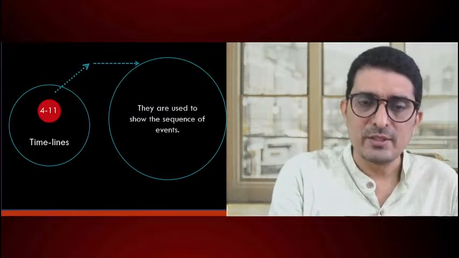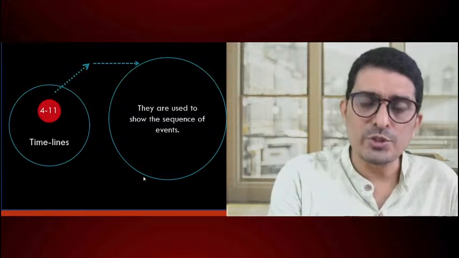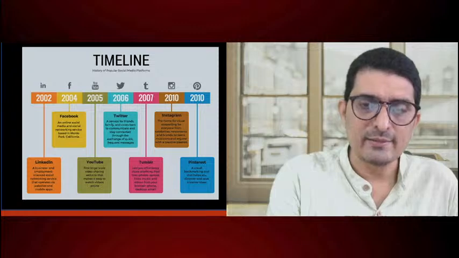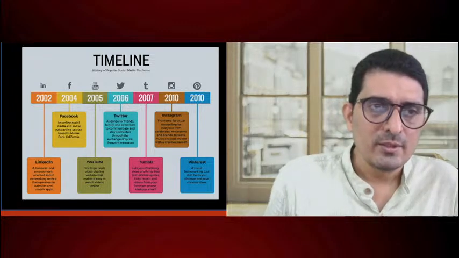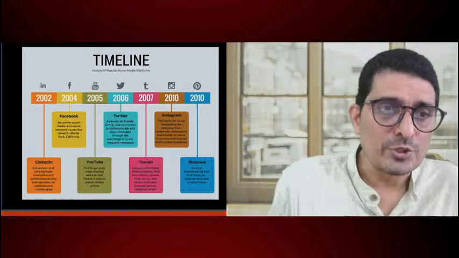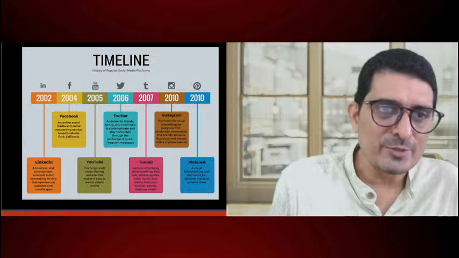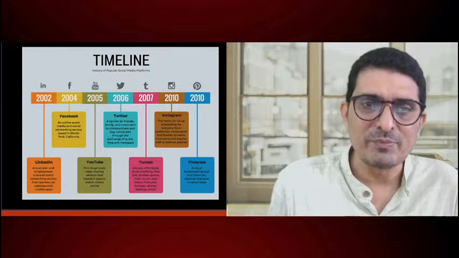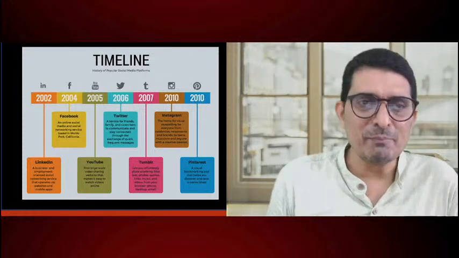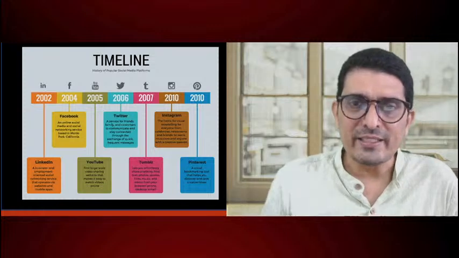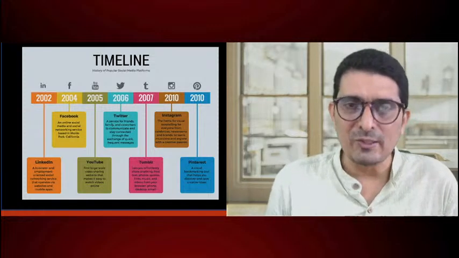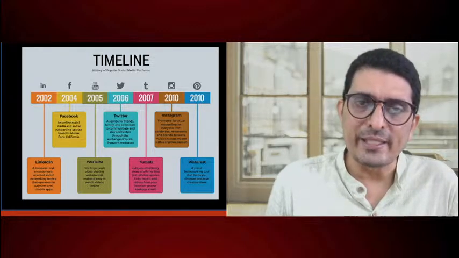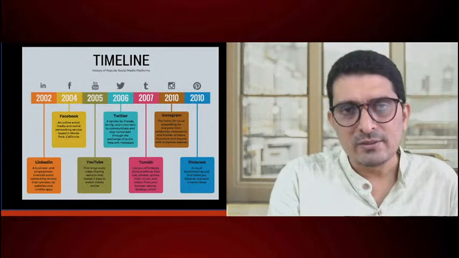Then timelines. These timelines are used to show the sequence of events. This is a timeline. In 2002, LinkedIn came. In 2004, Facebook came. In 2005, YouTube came. In 2006, Twitter came. So if you make them able to read timelines, then they can get information in chronological order. It will also be useful for them in competitive examinations and such events.